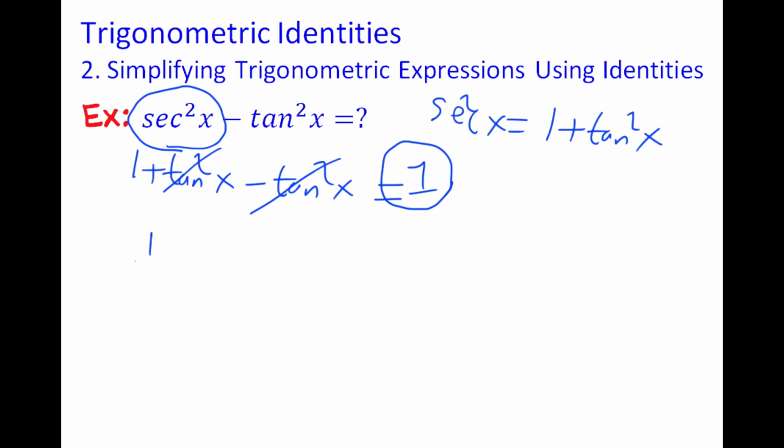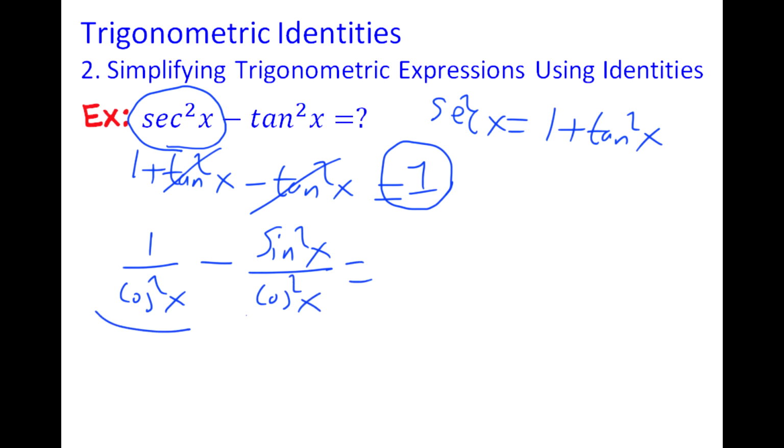So we have 1 divided by cosine square x minus, guys. Instead of tangent square, tangent was sine divided by cosine. And if you take the square of it, then we're going to have sine square divided by cosine square. So we have sine square x divided by cosine square x. And in the next step, as you can see, the denominators are the same, so we can just subtract the numerators. And once you do it, we're going to have 1 minus sine square x divided by cosine square x.